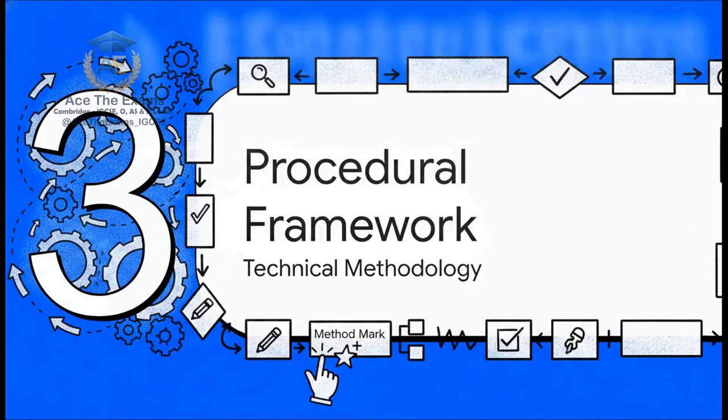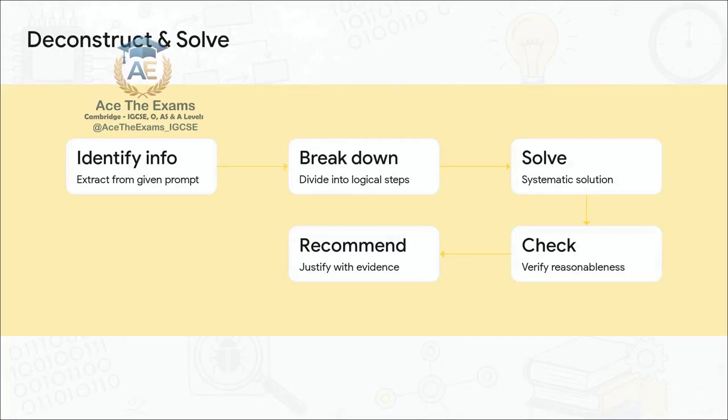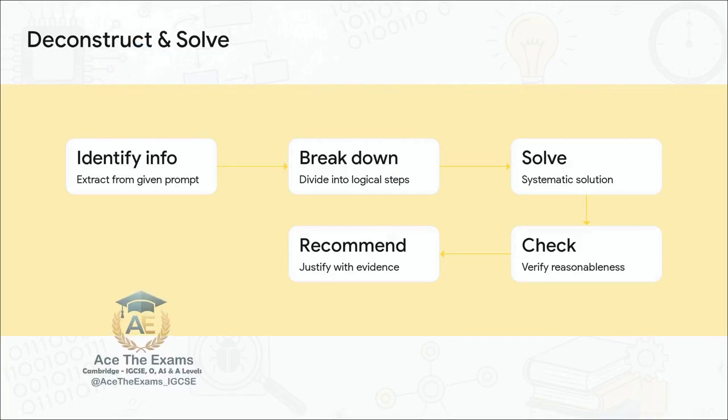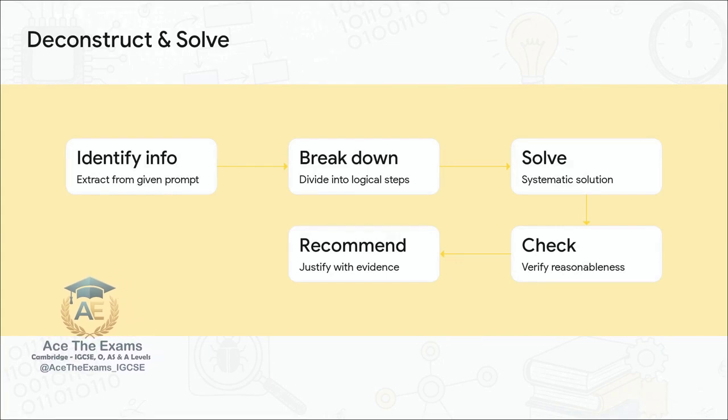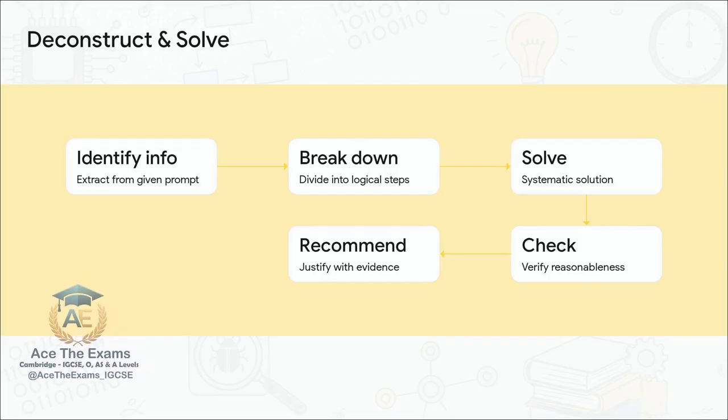All right, let's jump into Section 3, the procedural framework. This is where we talk technical methodology. You need to realize that algorithmic thinking requires step-by-step decomposition to earn those absolutely crucial method marks. Listen, examiners will actually award you method marks for your process, even if your final conclusion ends up having a slight flaw. It's all about the working out.